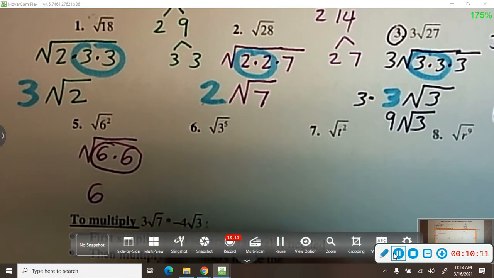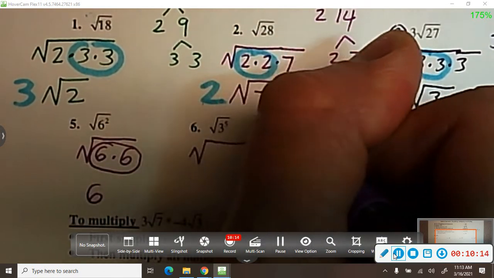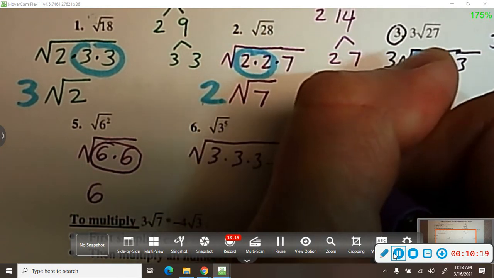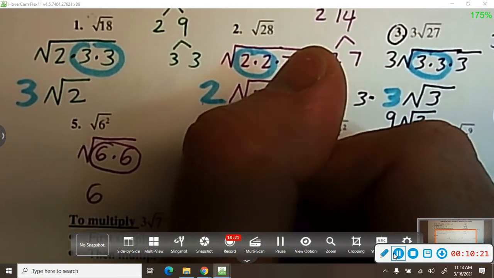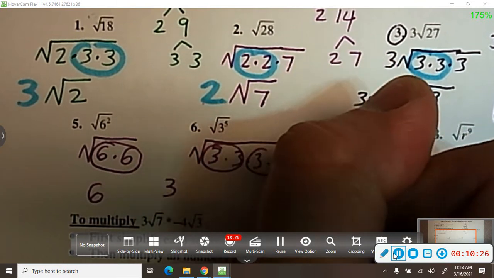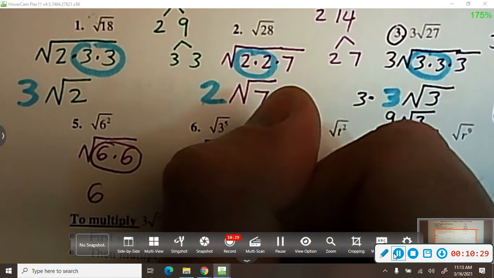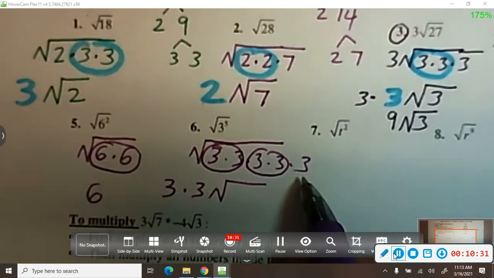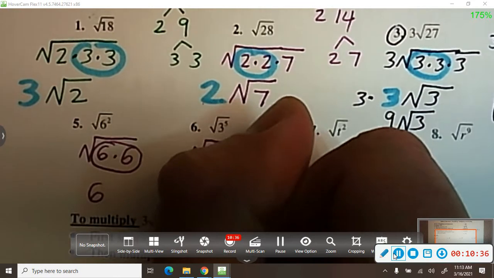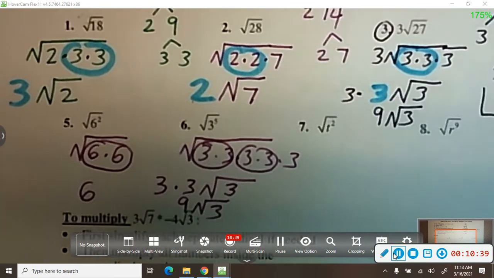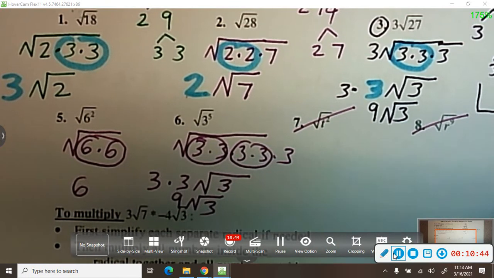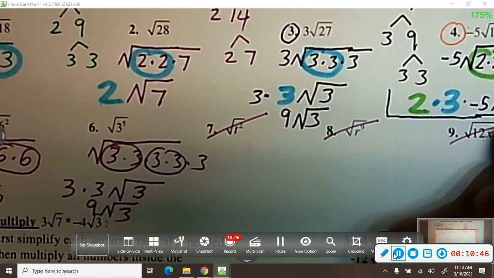Here, 3 to the 5th. That means you write down 3 5 times. We look for pairs. We have one pair of 3's. Another pair of 3's. This 3 stays inside. It's the radicand. 3 times 3 is 9. I'm not going to make you mess with variables for now. You could do those in Algebra 2.